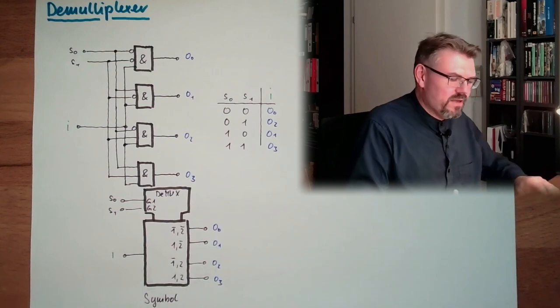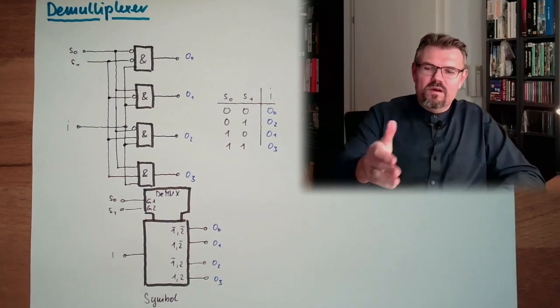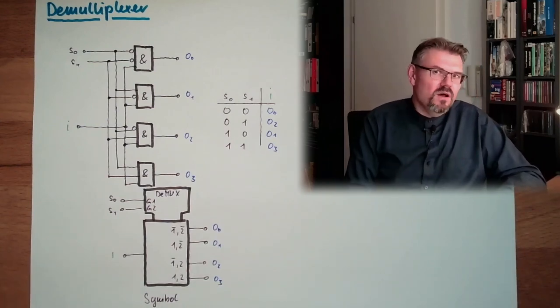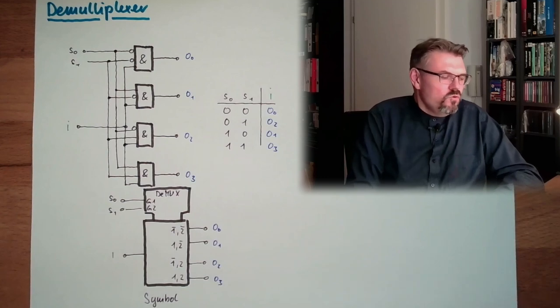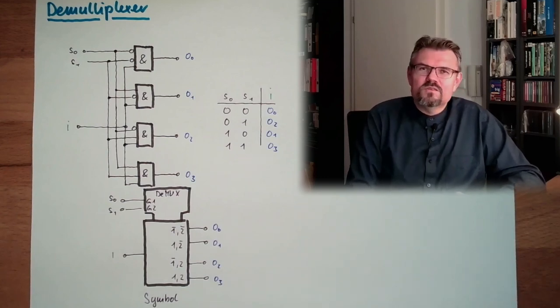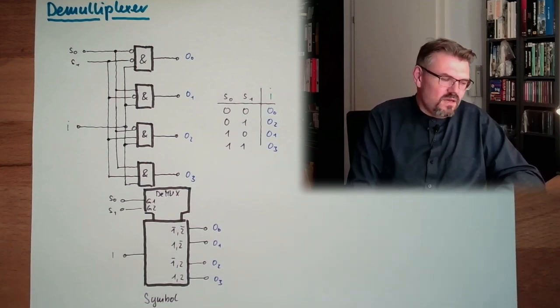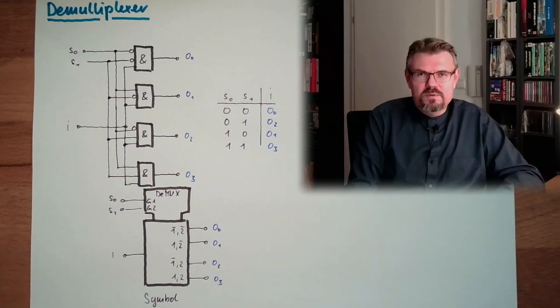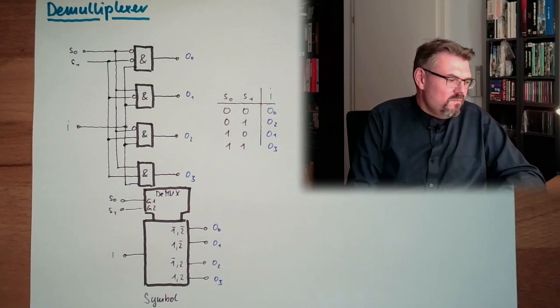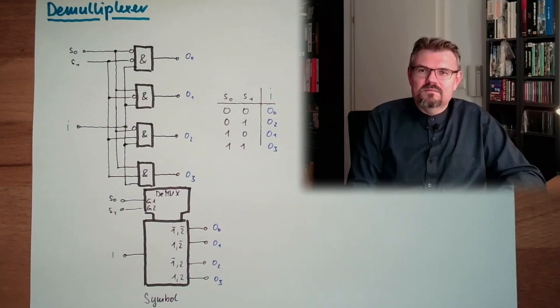It's not that complicated. And suddenly, with a combination of multiplexer and demultiplexer, I can use only one transfer line and so on. This opens a lot of possibilities in logic. Multiplexer, demultiplexer. Nice topic.